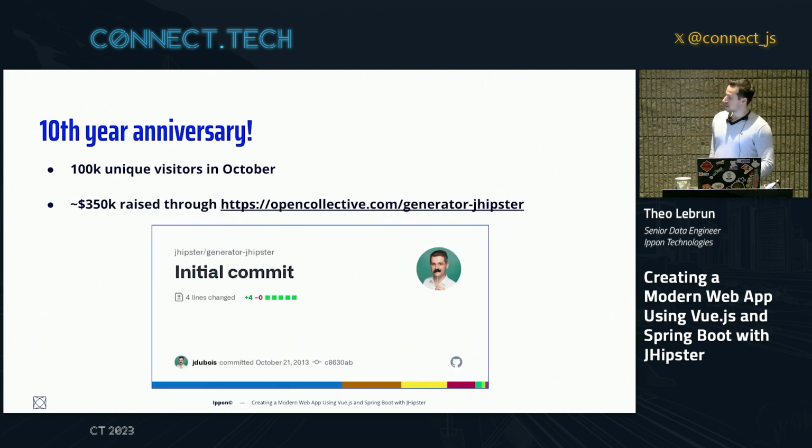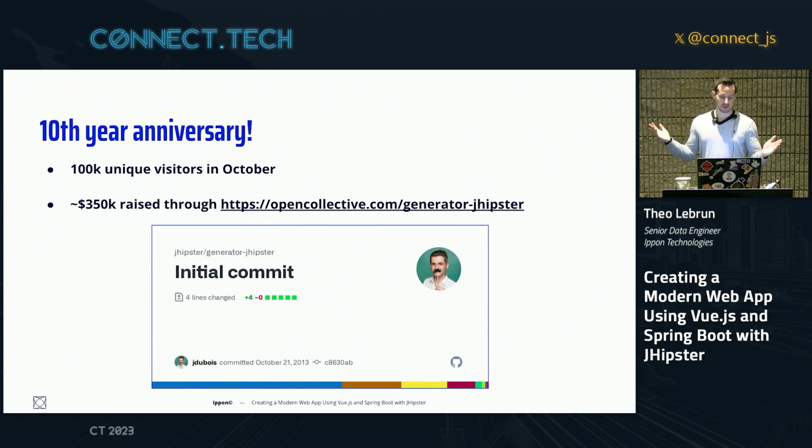Also, last week it was actually the 10-year anniversary of JHipster. It was created back in 2013. At the time, it was only Spring Boot for the back end and only Angular for the front end. And I think it was also only one type of database, just SQL database. And of course, through the years, we added a lot of new features. So React, Vue.js, and also other types of database, like NoSQL databases such as MongoDB or Cassandra.